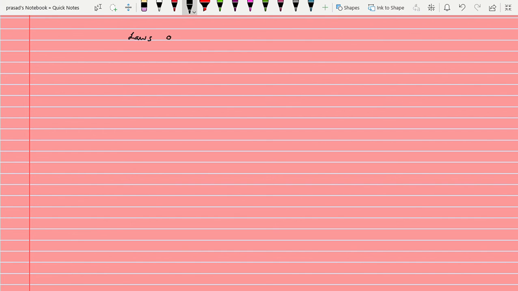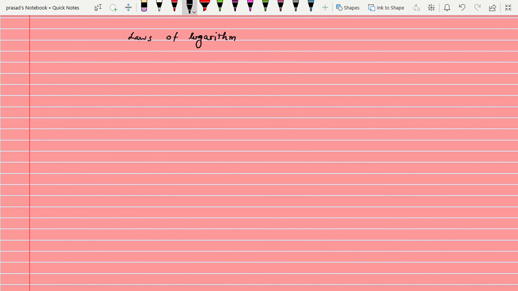Laws of logarithm. Now last time we have studied the concept of logarithm, the definition of logarithm. In that we have seen that the logarithmic function is the inverse of the exponential function. We have seen also the exponential form and the logarithmic form. So today we'll see the laws of logarithm. Laws of logarithm can be easily derived using the laws of indices, laws of exponents.